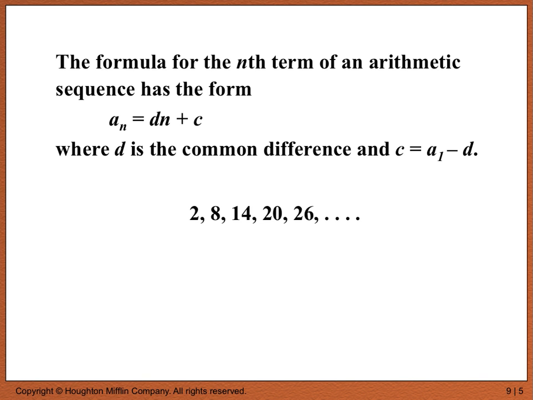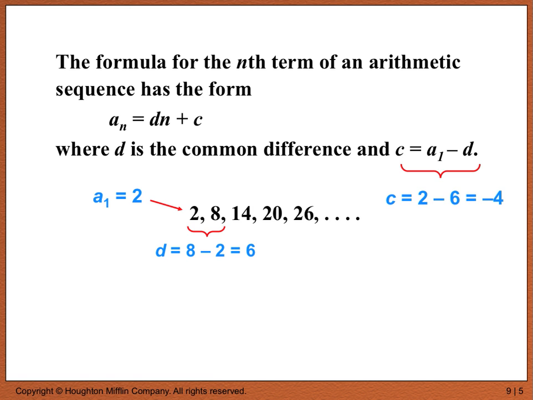Let's look at this example sequence: 2, 8, 14, 20, 26. It's obvious that a sub 1 is 2. A sub 1 just means your first term, and your first term in the sequence is 2. Now, let's look at the difference. 8 minus 2 is 6, and 14 minus 8 is 6, and 20 minus 14 is 6, and 26 minus 20 is 6, so the common difference is 6. So we found a1, we found d.